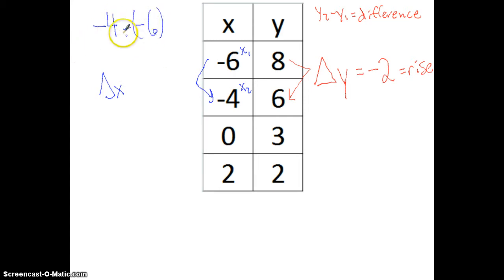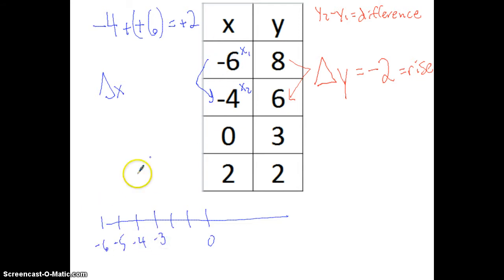Okay, and then just like before, the two negatives that are touching turn positive. And now I have positive 6 and negative 4, and when those come together, I have plus 2. Well, that's a little bit confusing, so let's try looking on a number line. Here's 0. Here is 1, 2, 3, 4, 5, 6. Okay, so to go from negative 6 here to negative 4 here, how much did the numbers change?